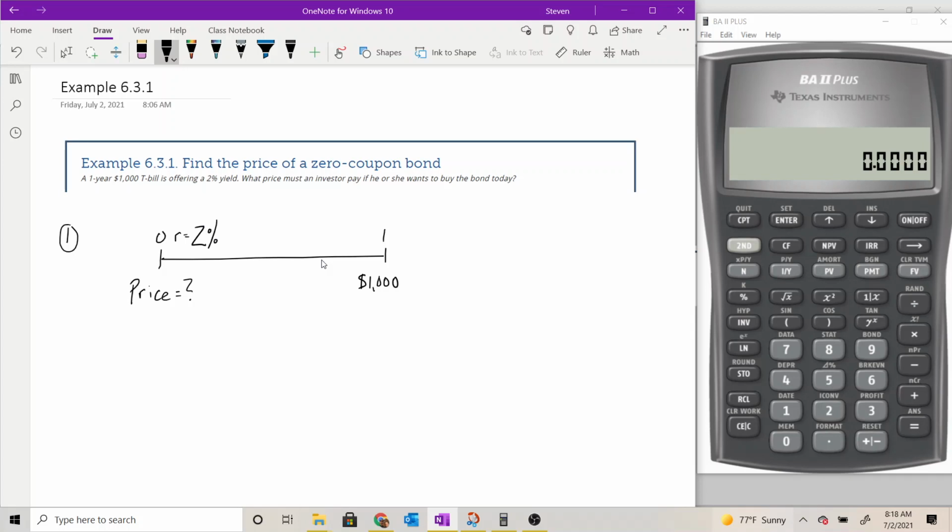So if we want to know the price of this bond, what we want to do is take this $1,000 future cash flow and discount it back to today. We'll discount it back 1 year at a 2% discount rate.